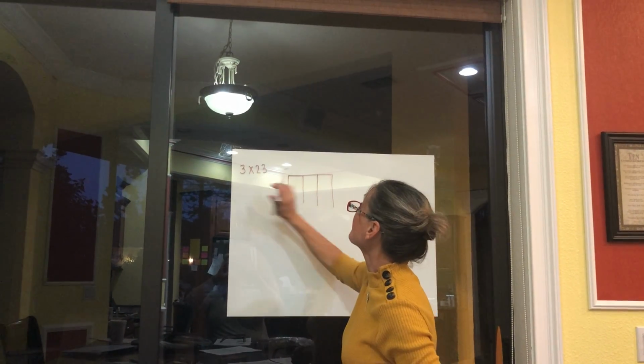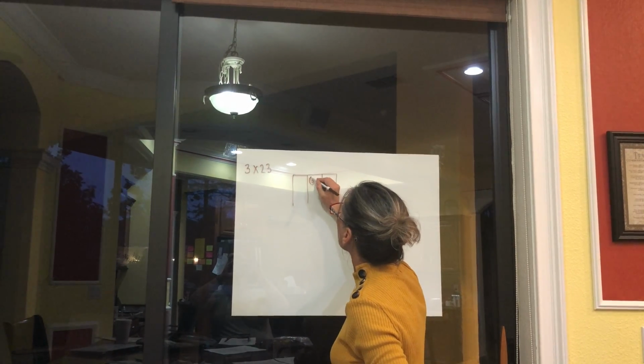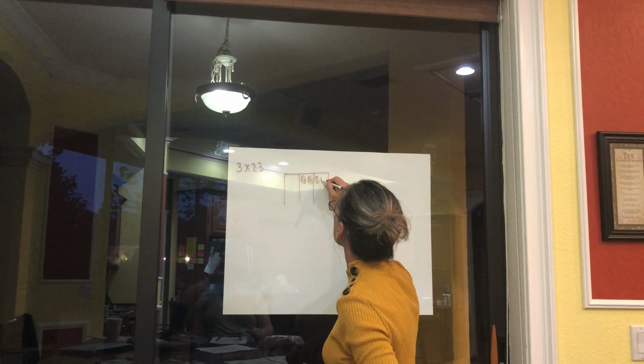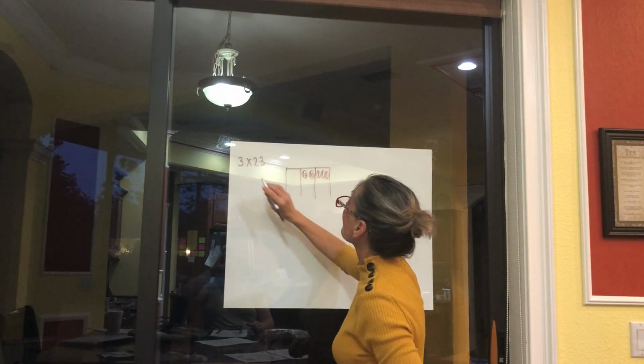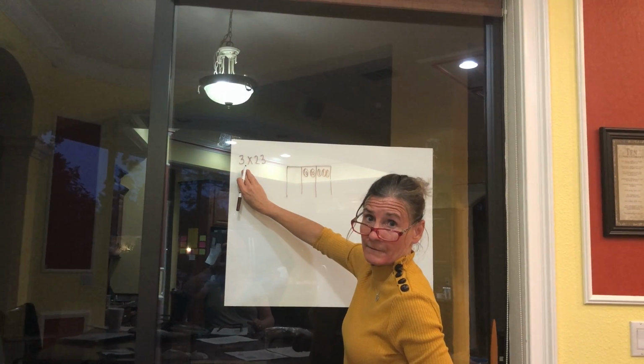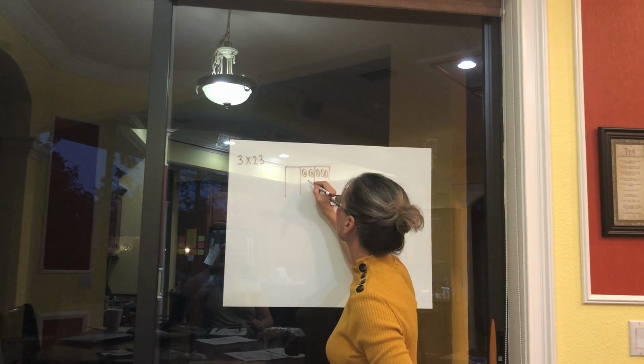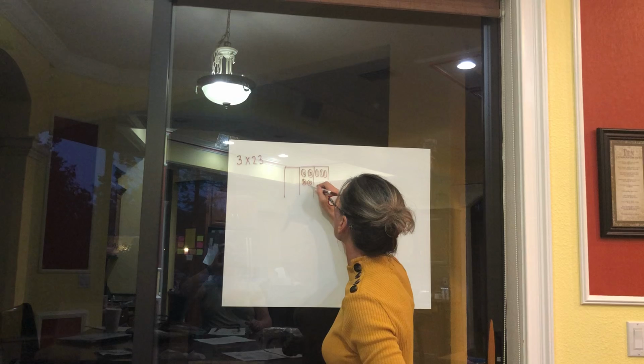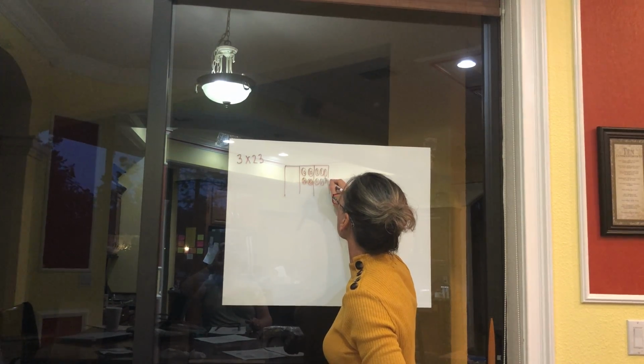So how many are in the 10s? 2. And 2 what? 10s. And then how many are in the 1s? 3 1s. Yes. Okay. And then how many groups do we have? I need to have 3 groups. Yep, and I have 2, so I'm going to need how many more? 2 more groups. Okay.